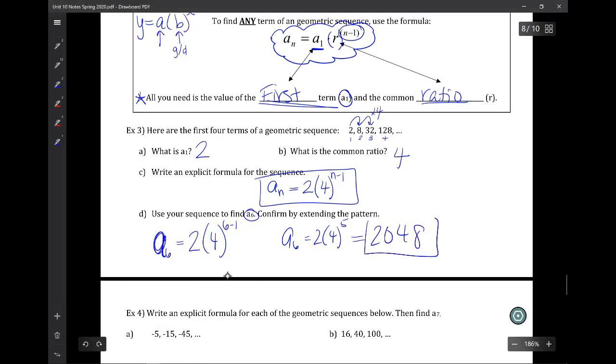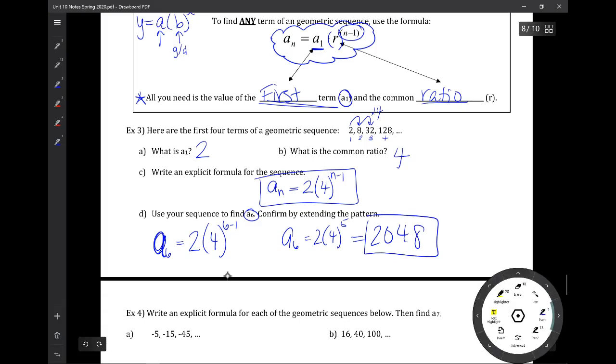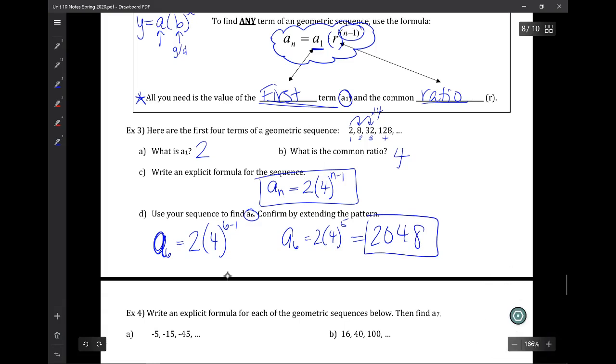2048. Now you can confirm this the same way we did before, because we only are going out to the 6th term right now. If I did 128 times 4, that's 512. And if I did times 4 again, that's 2048. So it checks out.